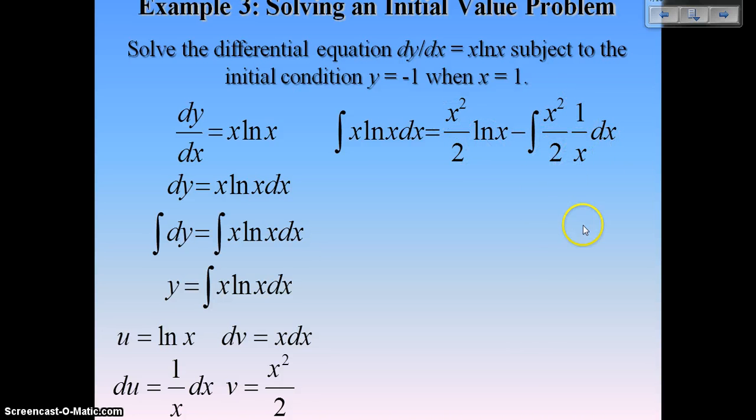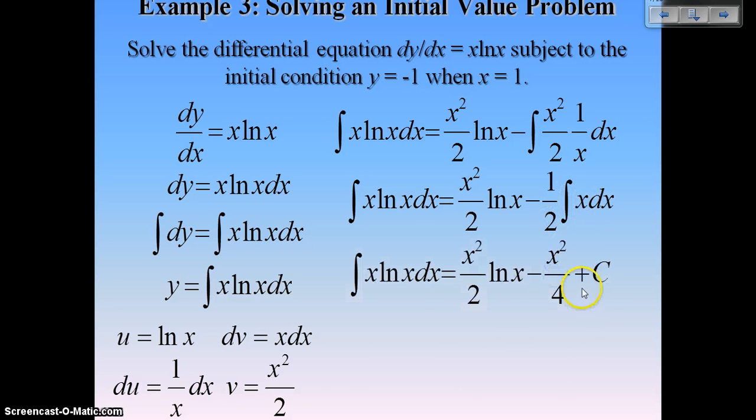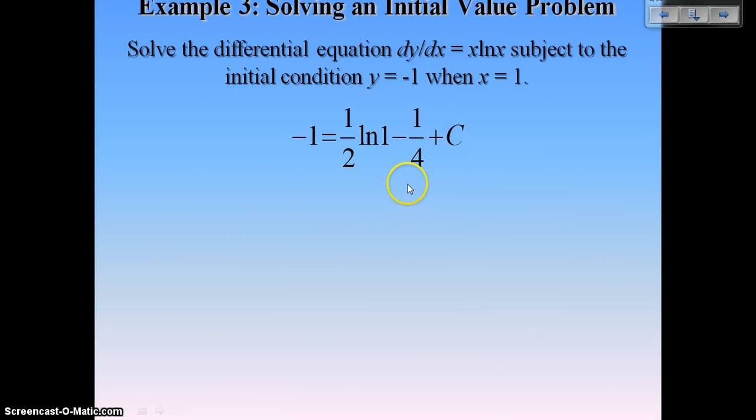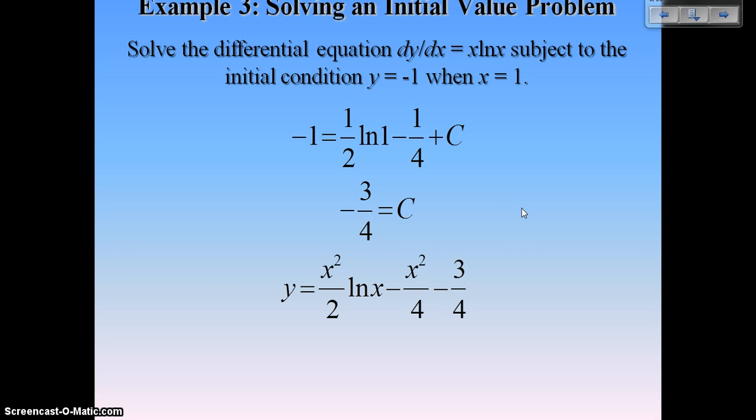x squared over 2, 1 over x can simplify to be just x, and then the over 2 part can come out to be 1/2. Now the integral of x is x squared over 2, and then when you multiply it with that over 2 that was already there, over 4. Now, the initial condition was x equals 1 when y is negative 1. So I plug in 1 for x there and there. Natural log of 1 is 0. That's gone. So I've got the negative 1/4 plus c. I'll move that 1/4 to the other side. C is negative 3/4. Plug that back into the answer we had previously, and there's our final answer.